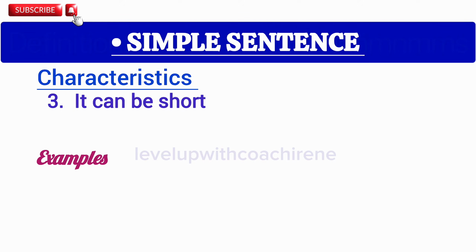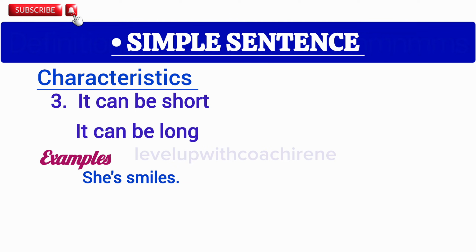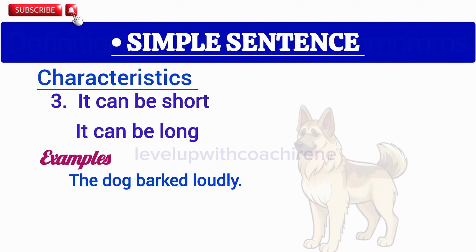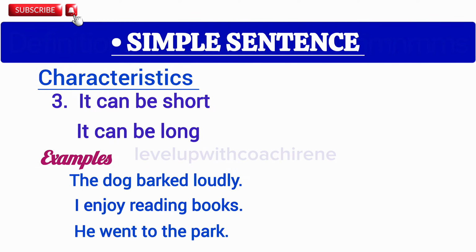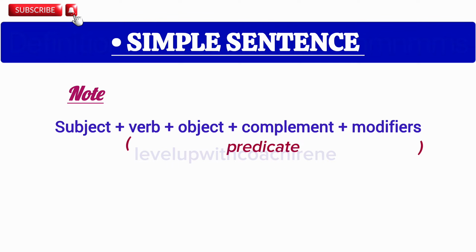Number three, simple sentences can be short, like she smiles, or long, like the tall man in the blue jacket walked down the street with his dog. Other examples include the dog barked loudly. I enjoy reading books. He went to the park. Note, the sentence is formed with a subject plus a predicate or verb plus objects or complements or modifiers.